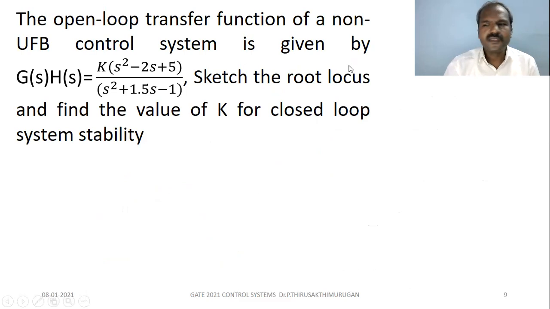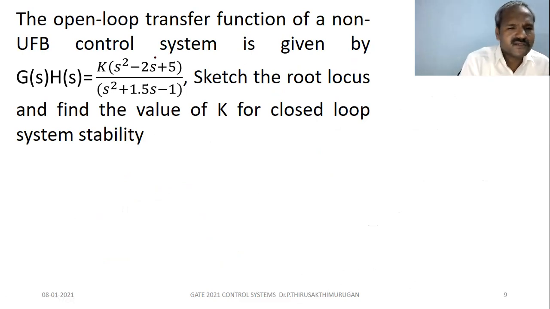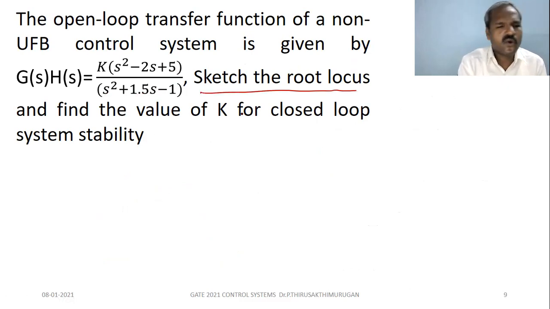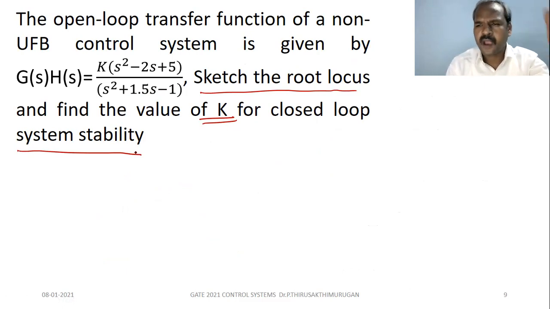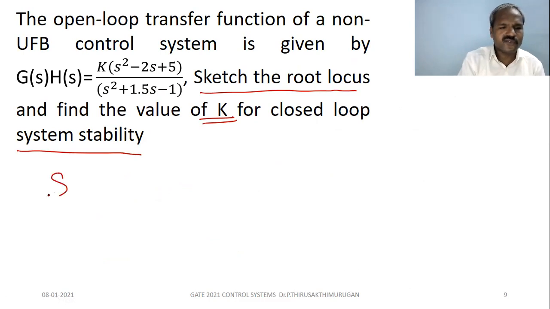Next, the open loop transfer function. The next problem is the open loop transfer function of a non-unity feedback system, given by GH equal to K into S square minus 2S plus 5 divided by S square plus 1.5S minus 1. Sketch the root locus and find the value of K for closed loop system stability. This problem is from a non-unity feedback control system. Okay, so what is the solution?